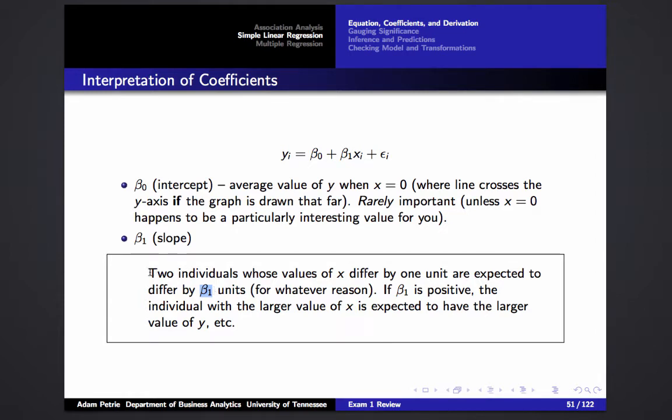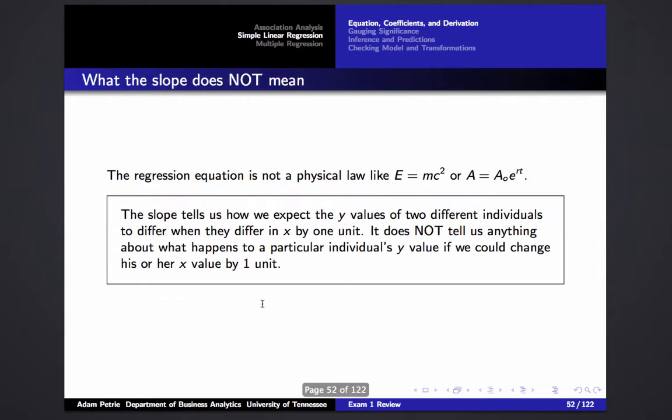It looks like my framed expression right here is slightly incomplete. This should say two individuals whose values of x differ by 1 unit are expected to differ in y by beta 1 units. For whatever reason, remember it's not a cause and effect sort of thing going on. If beta 1 is positive, then the individual with the larger value of x is expected to have the larger value of y. If beta 1 is negative, the individual with the larger value of x is expected to have the smaller value of y.